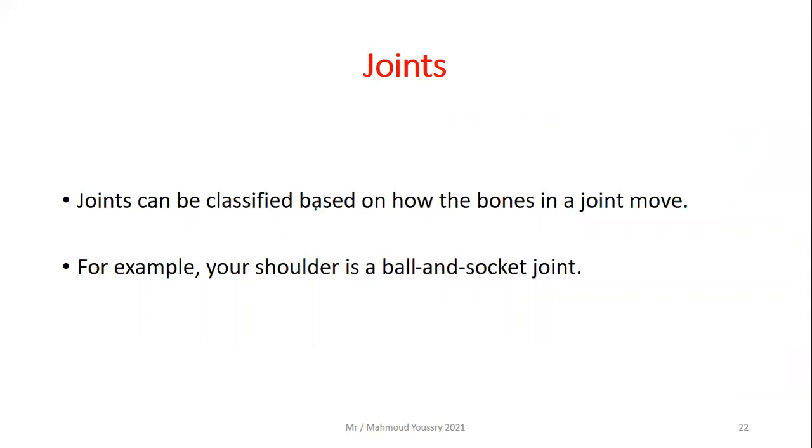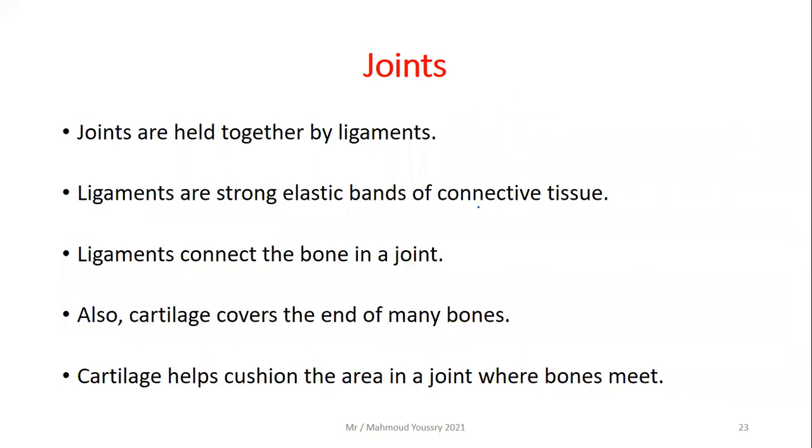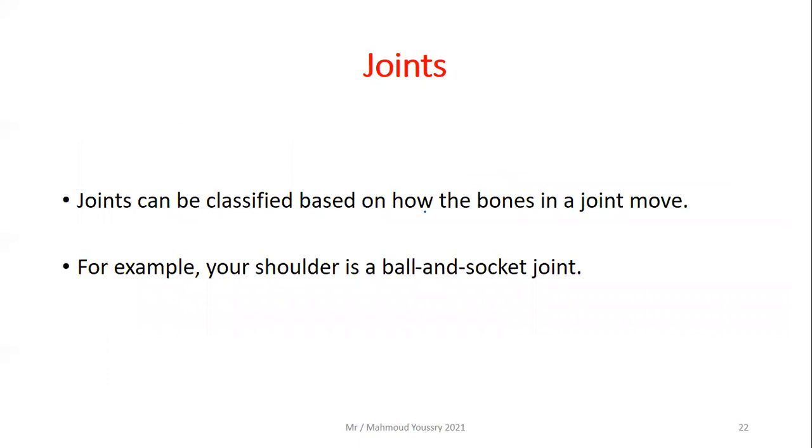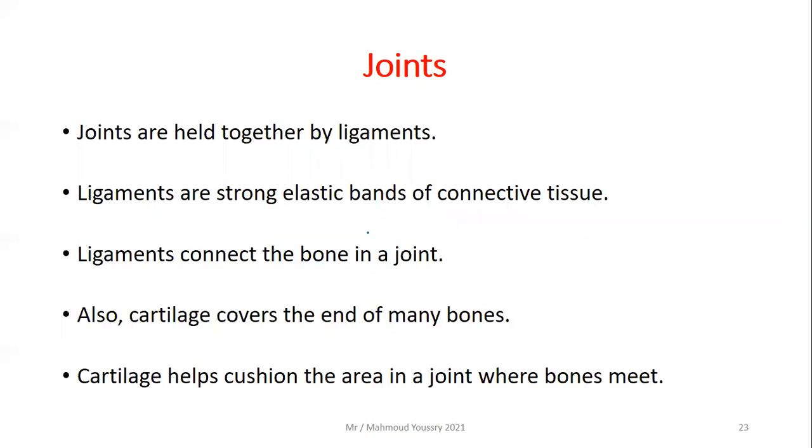Joints can be classified based on how the bones in a joint move. For example, this is a ball and socket shoulder joint, as we discussed before.